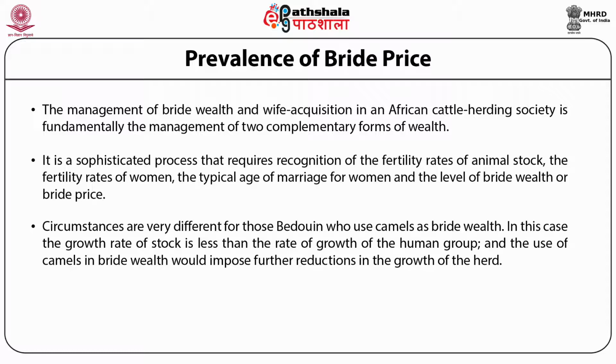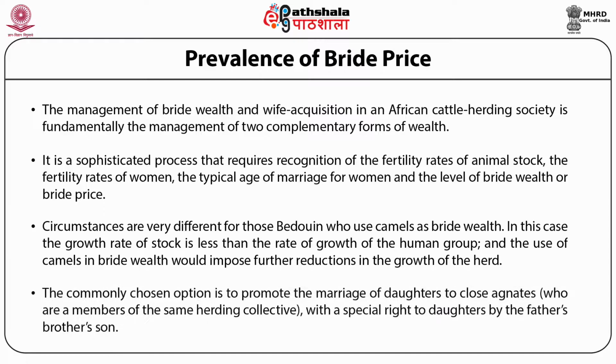Hence, it is not rational to give a daughter in exchange for camels unless there are sufficiently compensating ancillary resources that may be accessed thereby. The commonly chosen option is to promote the marriage of daughters to close agnates who are members of the same herding collective, with a special right to daughters by the father's brother's son.